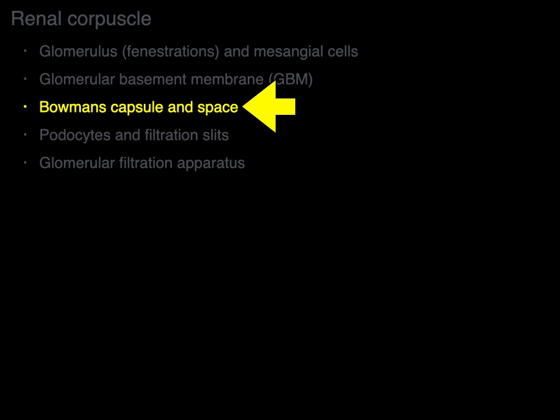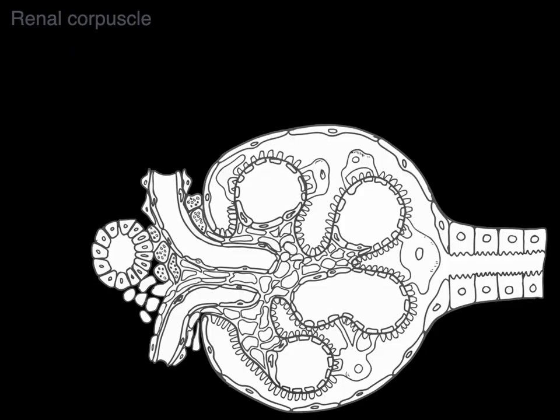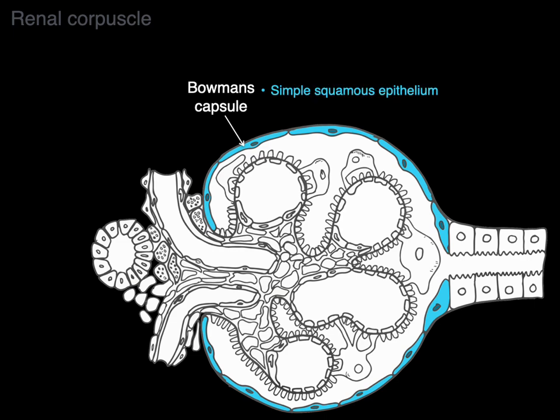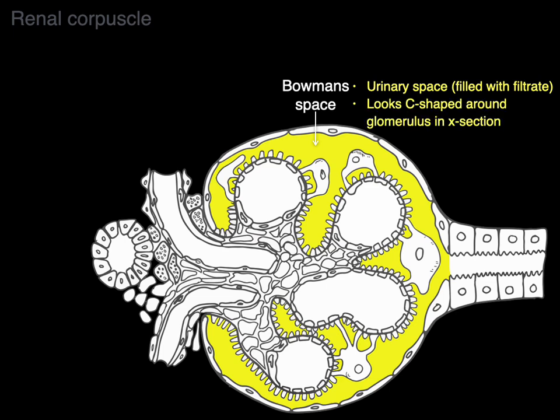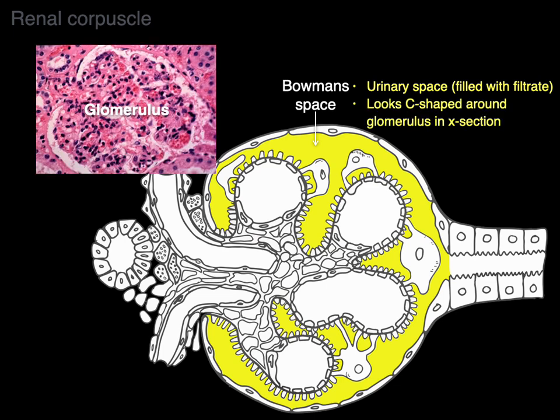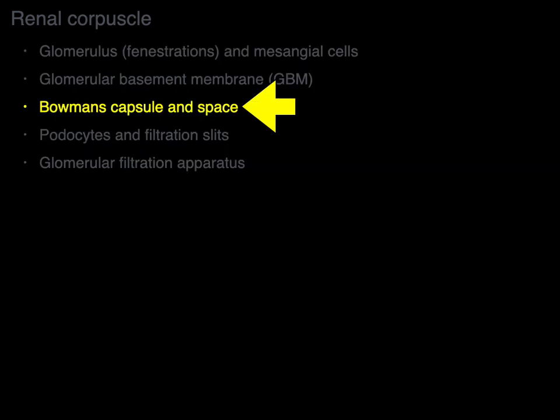Let's now talk about Bowman's capsule and Bowman's space. So there is Bowman's capsule, which is comprised of simple squamous epithelium. Deep to that is Bowman's space, also known as the urinary space. That is what's filled with filtrate, and it looks C-shaped around the glomerulus in cross-section.